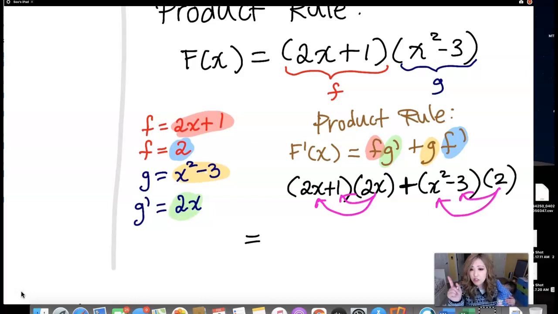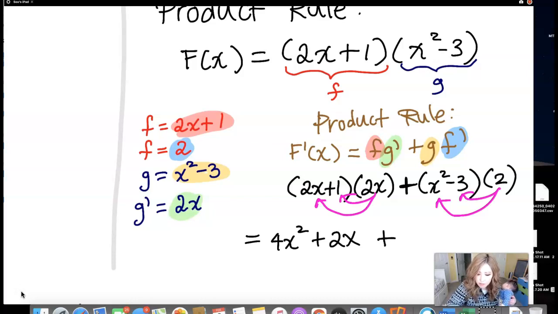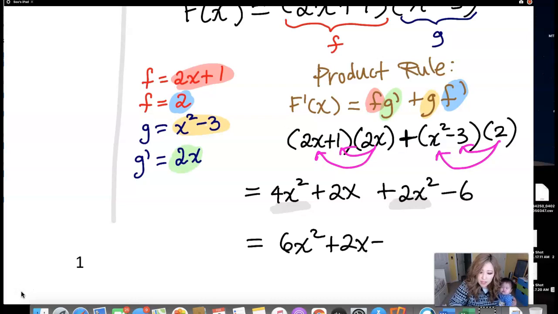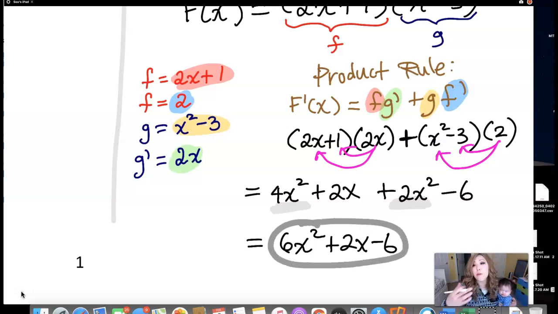And then we can see if we have any like terms to combine. So if I distribute the 2x, I will get 4x squared plus 2x. And then here comes the next term, plus 2x squared minus 6. We see any like terms here? Let's take a look. Like term here and like term there. So if we combine them, we'll get 6x squared plus 2x minus 6. I'm going to go ahead and zoom out so that we can compare if this answer matches what we had from the multiplying method.